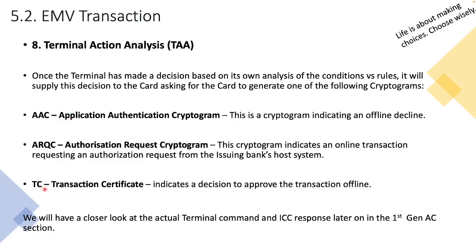And obviously, the last thing it could ask for would be a TC, which is an approval, right? So let's assume that the terminal could not find a matching condition to ask for a decline. It could not find a matching condition to ask for a transaction to be routed online. It would then by default say, okay, because I couldn't find the first two, I'm going to ask the card to generate a transaction certificate, which is a decision to approve the transaction offline.